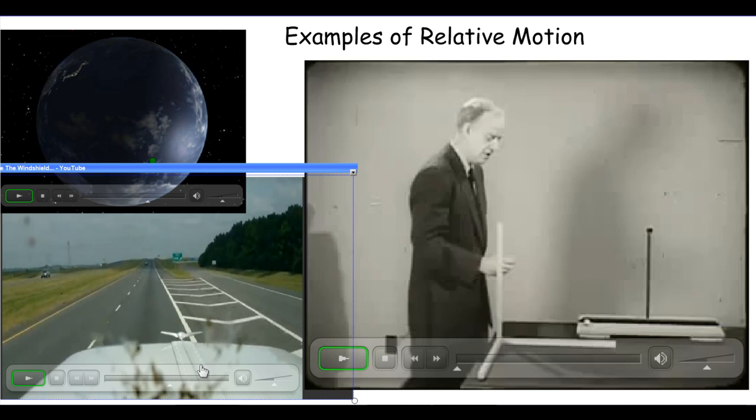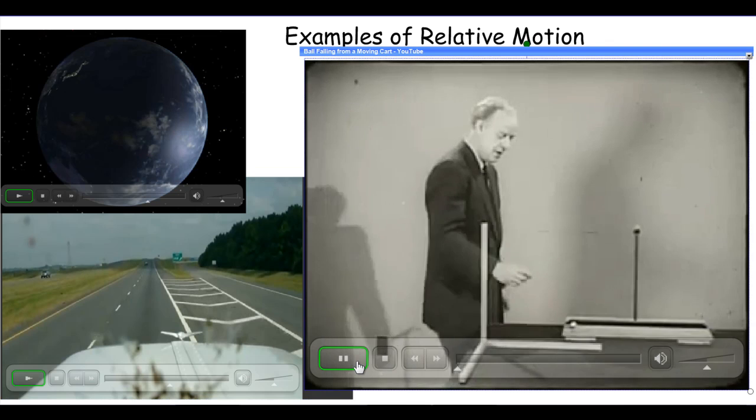It gets smashed. Here's a video talking about projectile motion and how it's relative. We're going to watch this video. It's a couple minutes long. Just watch it and see what the gentlemen have to say.